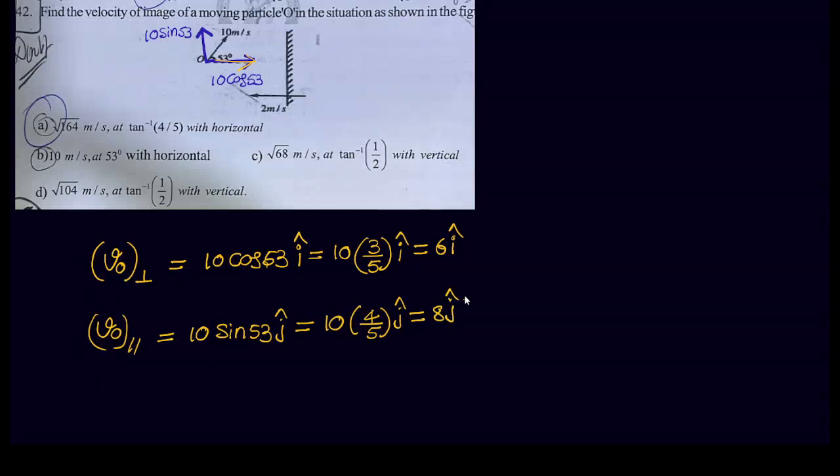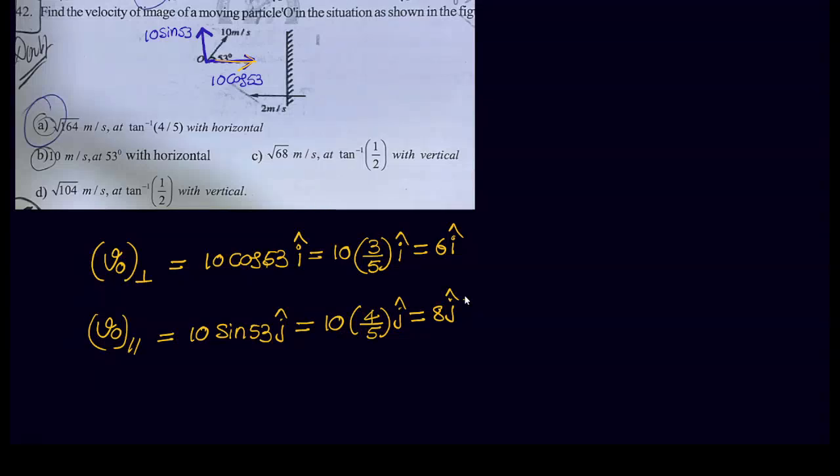Next, velocity of object in parallel will be equal to 10 sine 53, and this is along j cap. So this is 10 into sine 53, 4 by 5 into j cap. So this value is 8 j cap.